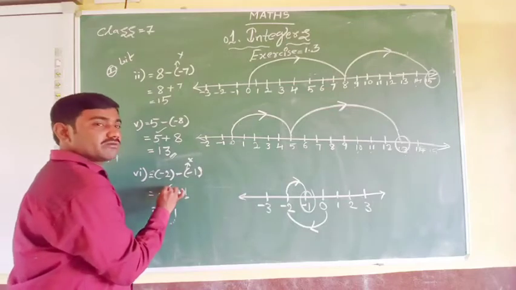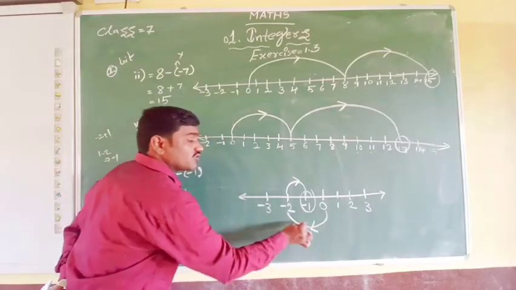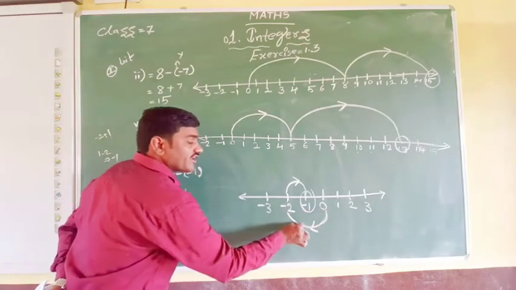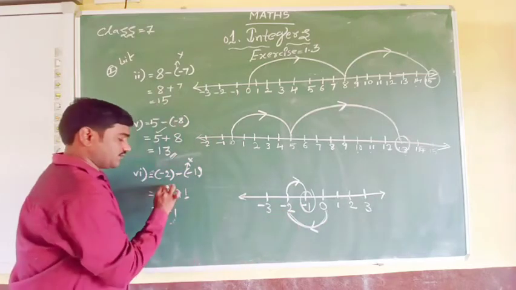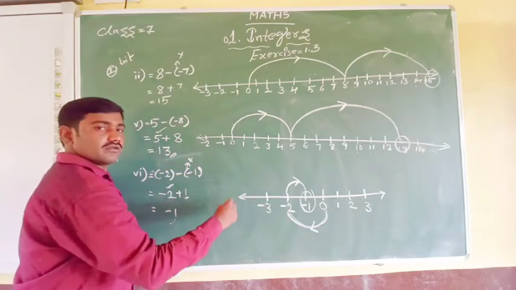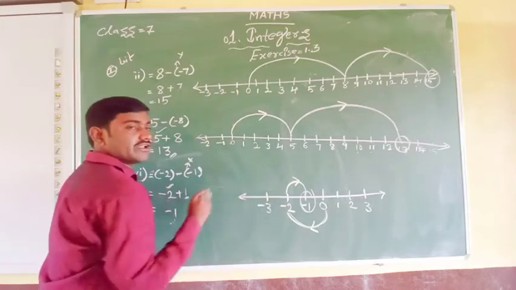The first one is a negative number, minus 2. So we started from 0 and we came to minus 2 first. This is a negative integer, so we came to minus 2 on the left side of the number line.